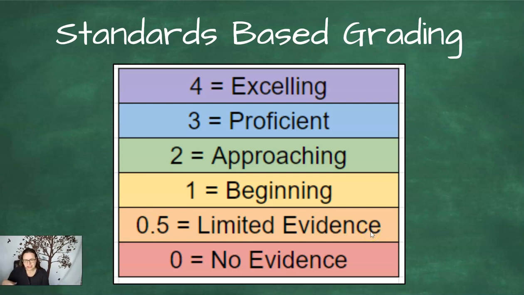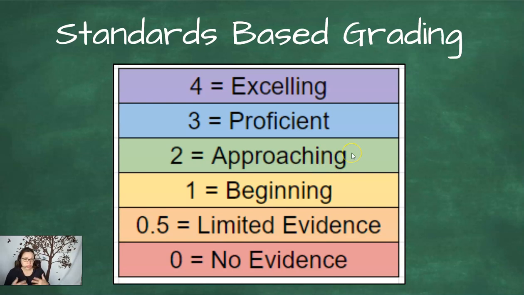0.5 is just in case they turn something in, but it doesn't really do the assignment. It just shows they turned it in, but there's still nothing we can grade. We don't know what they can do on that standard. And the next one is beginning, which is they're starting off learning, which is perfect. That's where students start, at the beginning, right?